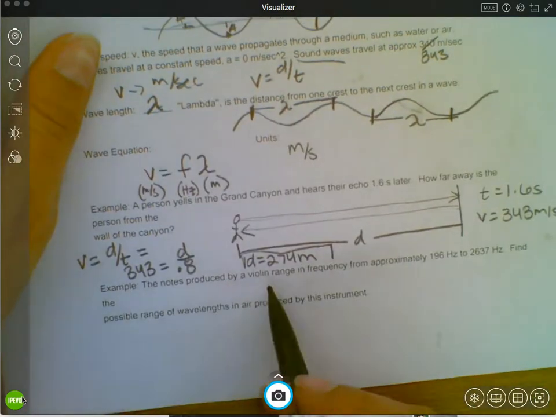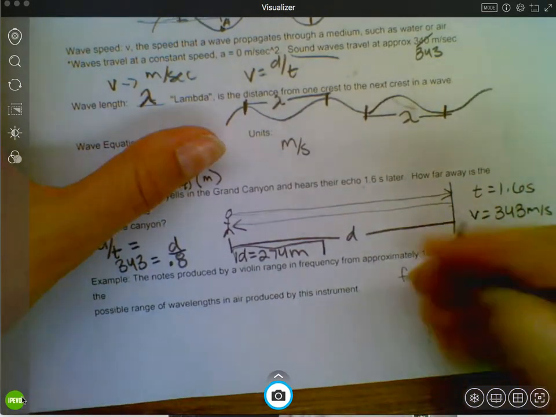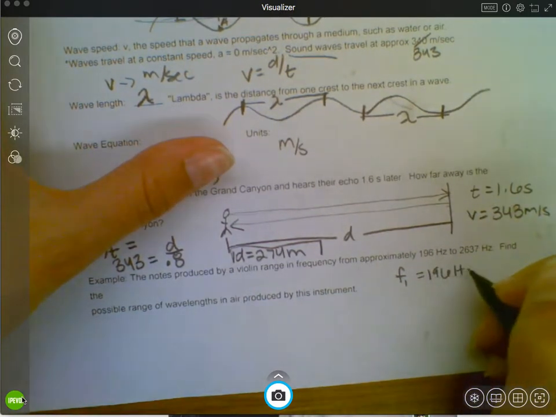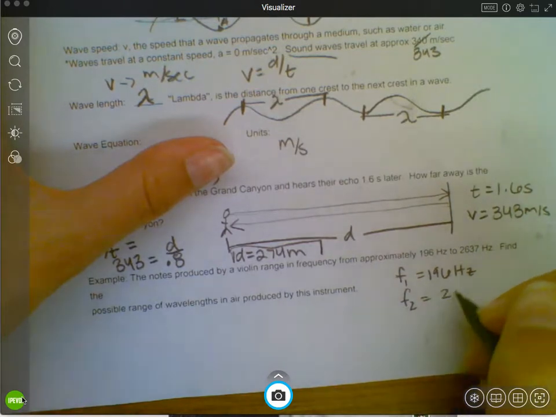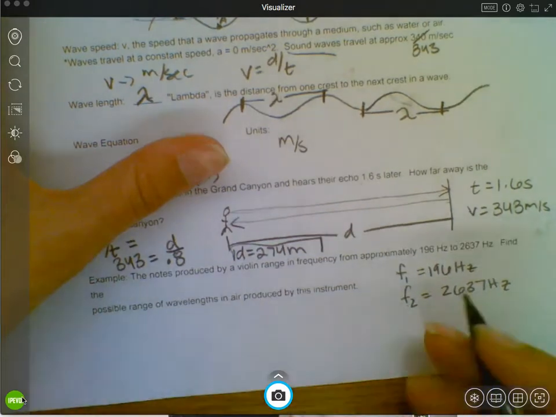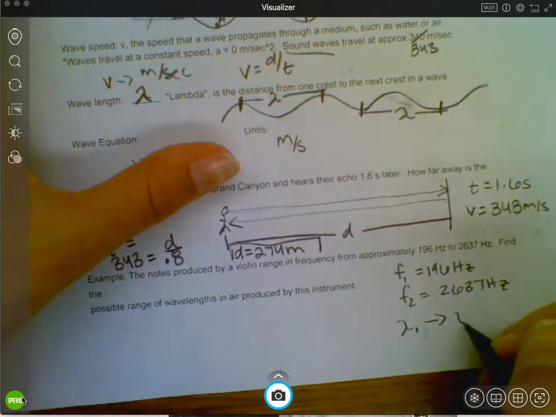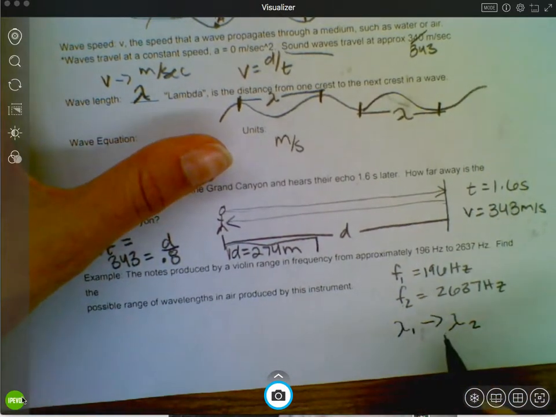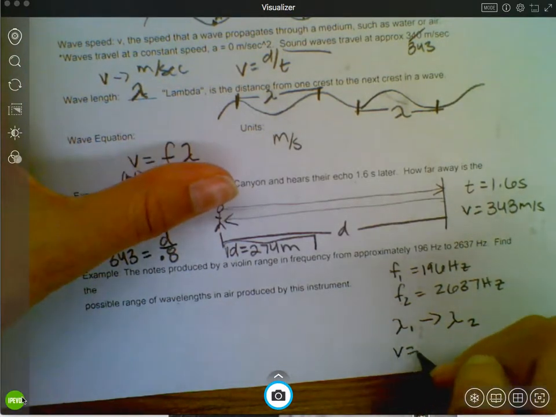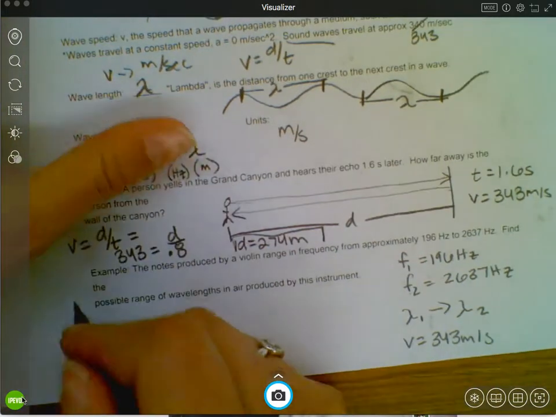Example 2, the notes produced by a violin range in frequency from, let's say frequency range, F1 we'll say is 196 hertz to F2, which is 2637 hertz. Find the possible range of wavelengths in air produced by the instrument. So we want to know, lambda 1 to lambda 2, what that range is. Wavelength is lambda, okay? We know the velocity is 343 because they're sound waves. So we're going to use this wave equation. We're going to just do it twice.